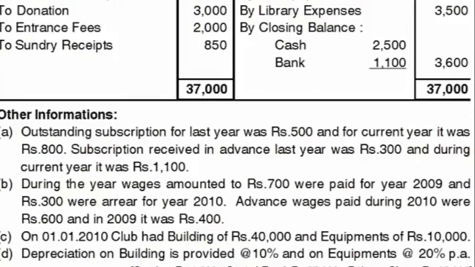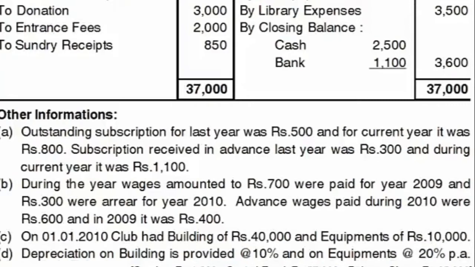Today, we are solving a full-fledged question. First, we need to read the additional information and mark the items related with this information. First point, outstanding subscription of last year was 500 and for current year it was 800. Subscription received in advance last year was 300 and during the current year rupees 1100. So this is the adjustment related to the subscription. So we can mark here in subscription.